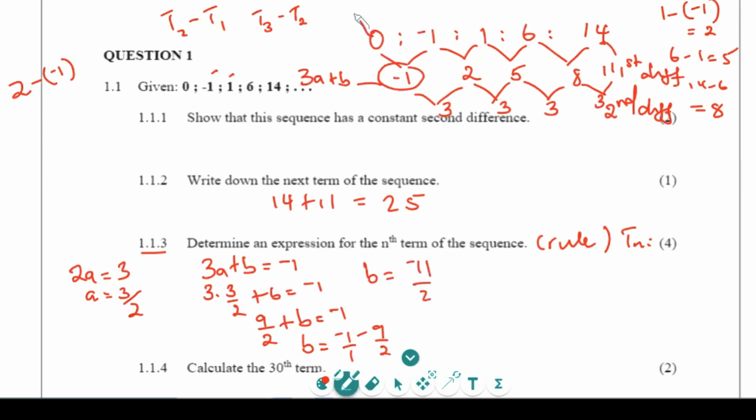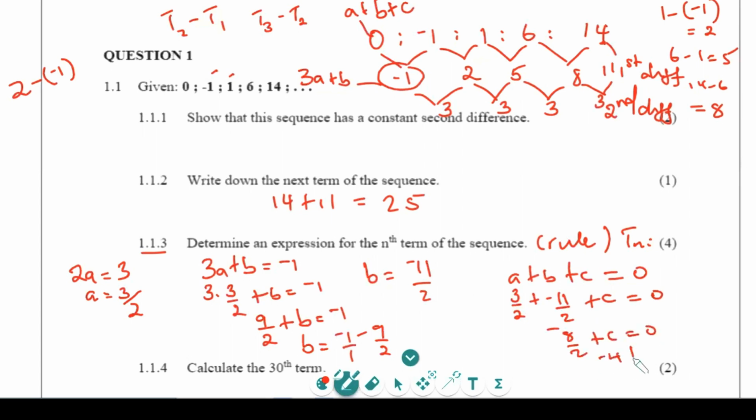And then my first term will represent the a plus b plus c. So I'll say a plus b plus c must be equal to my first term, which is a 0. So our a is 3 over 2. Our b is -11 over 2 plus the c must give us a 0. So when I simplify this, since the denominators are the same, I know that 3 minus 11 is just -8 over 2 plus c equals 0. We know that -8 over 2 is a -4 plus c will give us a 0. And then when we transpose the 4 to that side, it will become a positive. So c becomes a +4.